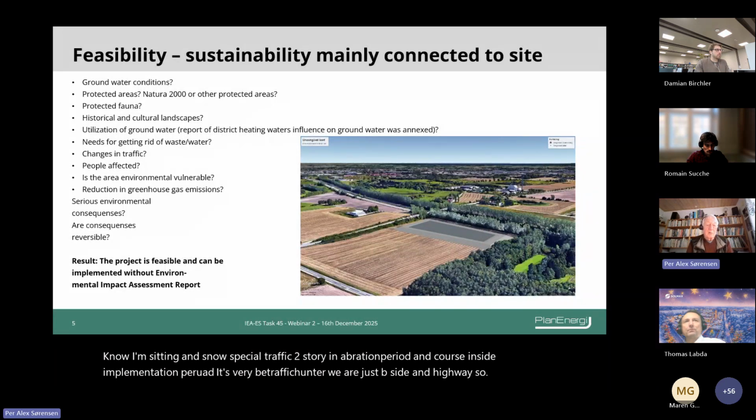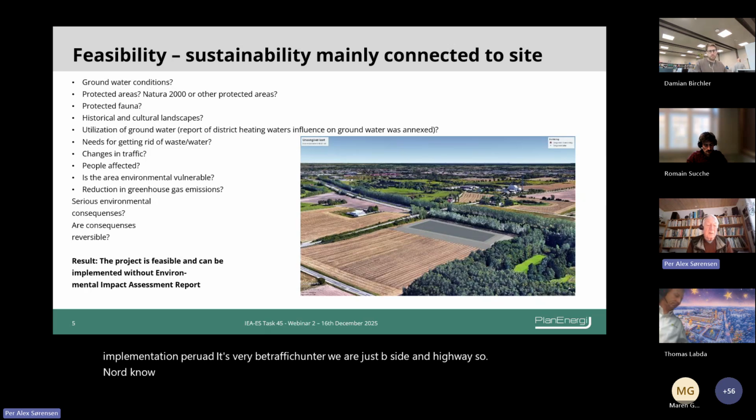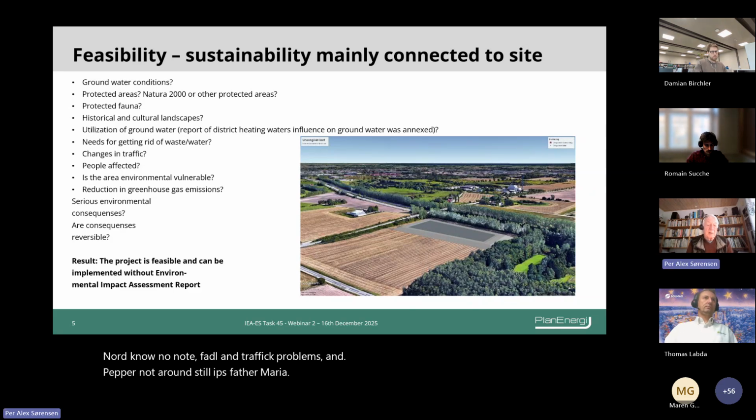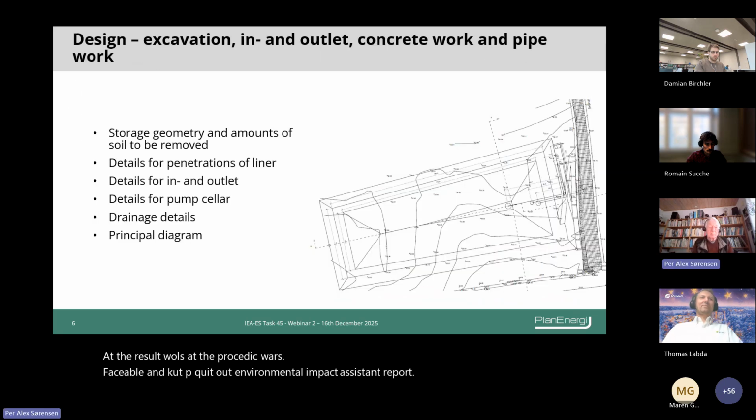no further traffic problems, and people were not around. Still, it's a farm area and not vulnerable. And then there was a severe reduction in greenhouse gas emissions. So we could not find serious environmental consequences, and the result was that the project was feasible and could be implemented without an environmental impact assessment report, even if you are near Copenhagen.